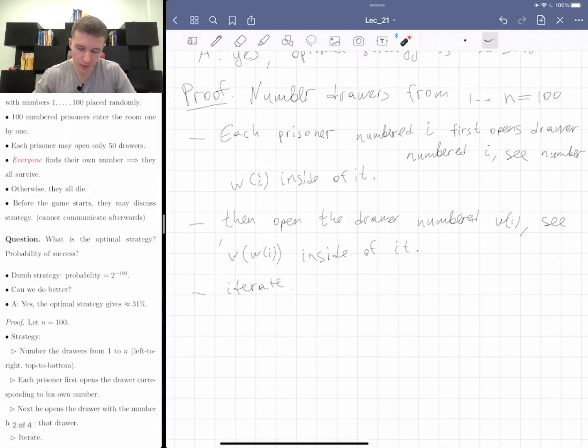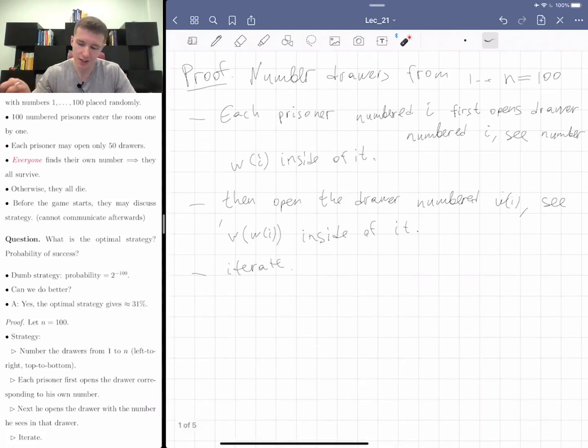So that's the optimal strategy. Now, why is this strategy good? The trick is that it seems as if each prisoner has no information. All the drawers look the same to them, but the actual numbers in the drawers allow you to do this extra tricky step. Okay, so that's the optimal strategy.